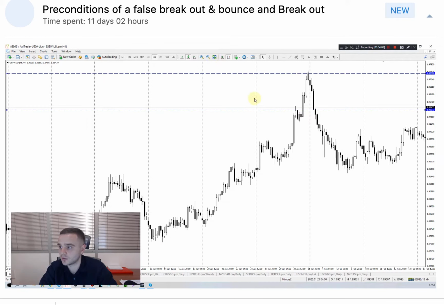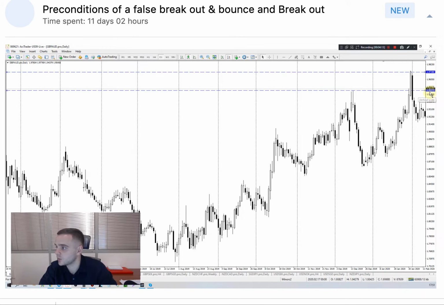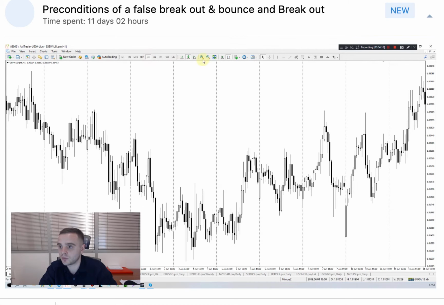Okay, once more. Yes, friends. And here, take a look. This is a key level from the daily chart, 195.27. Let's open our chart, and you will see.